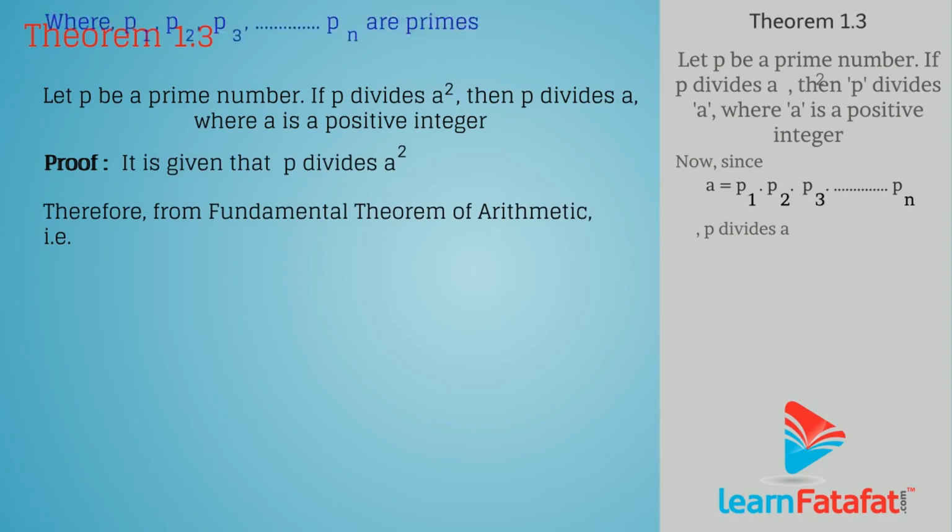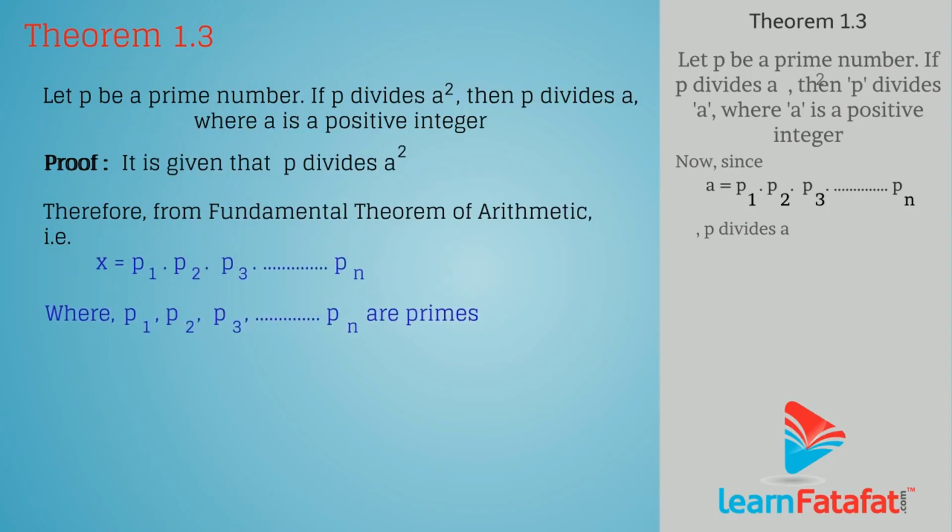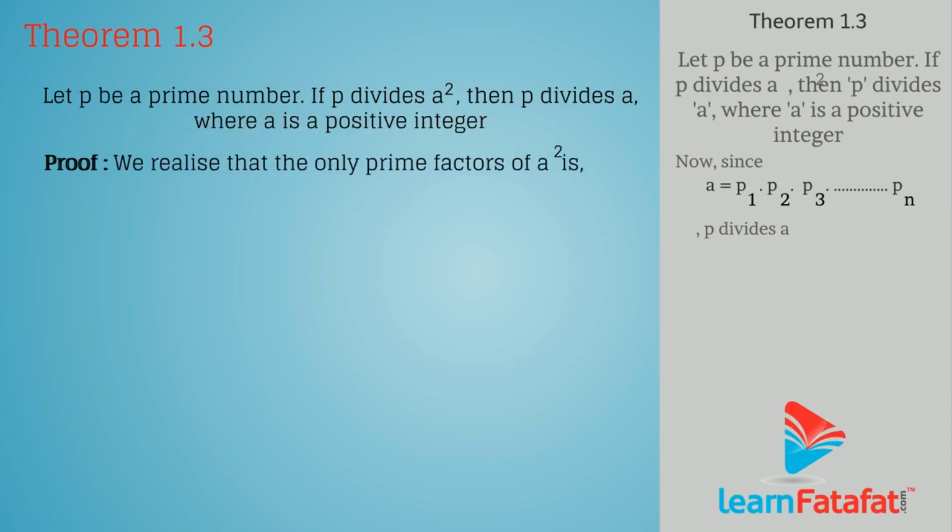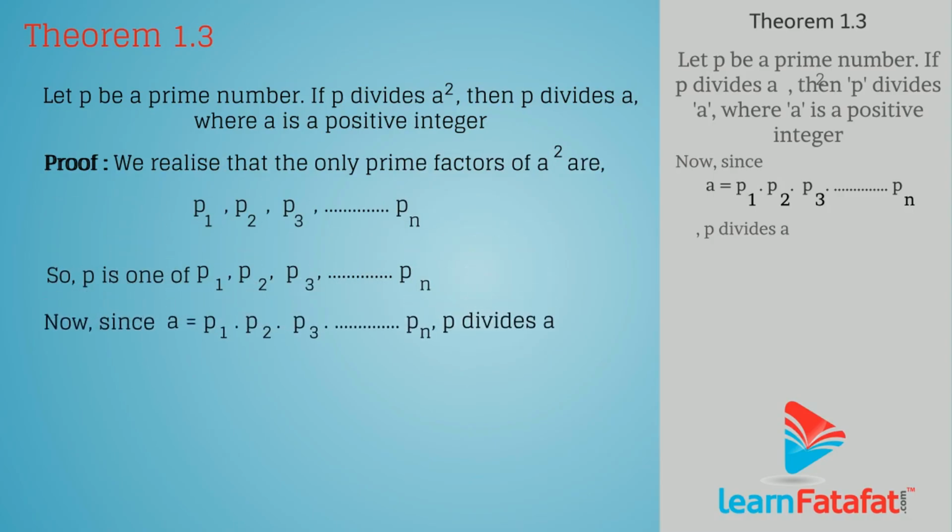Therefore, from the fundamental theorem of arithmetic, it follows that p is one of the prime factors of a². We realize that the only prime factors of a² are p1, p2, p3 ... pn. So p is one of p1, p2, p3 ... pn. Now, since a is equal to p1 × p2 × p3 ... pn, that is, p divides a, hence the theorem is proved.